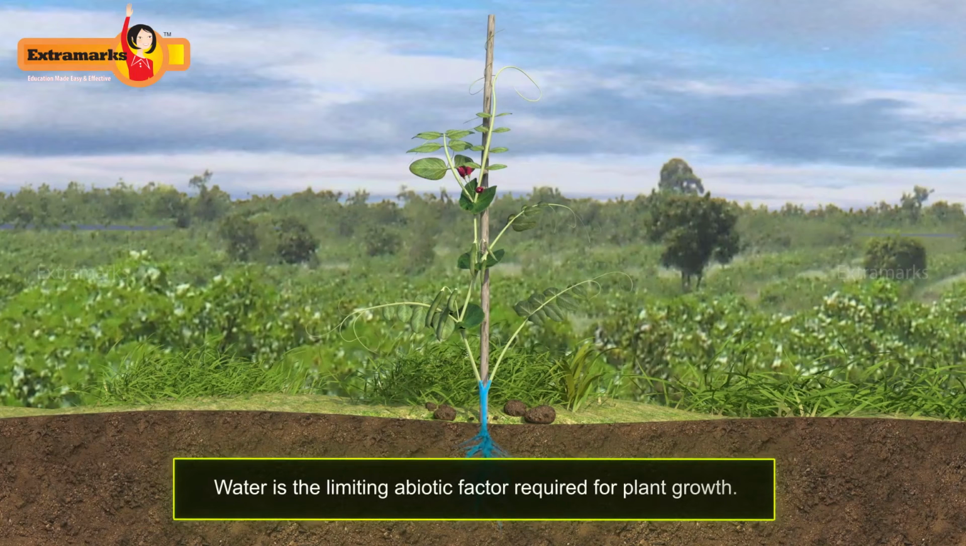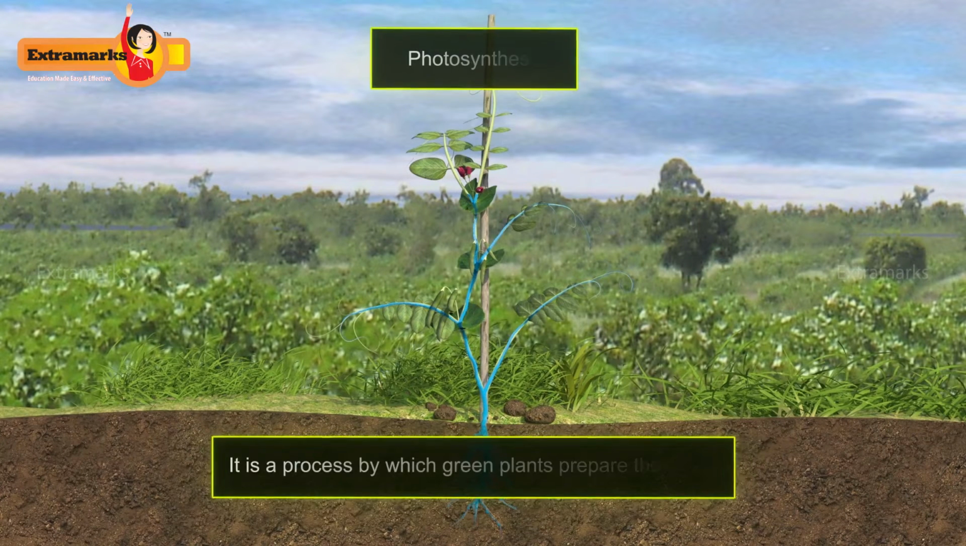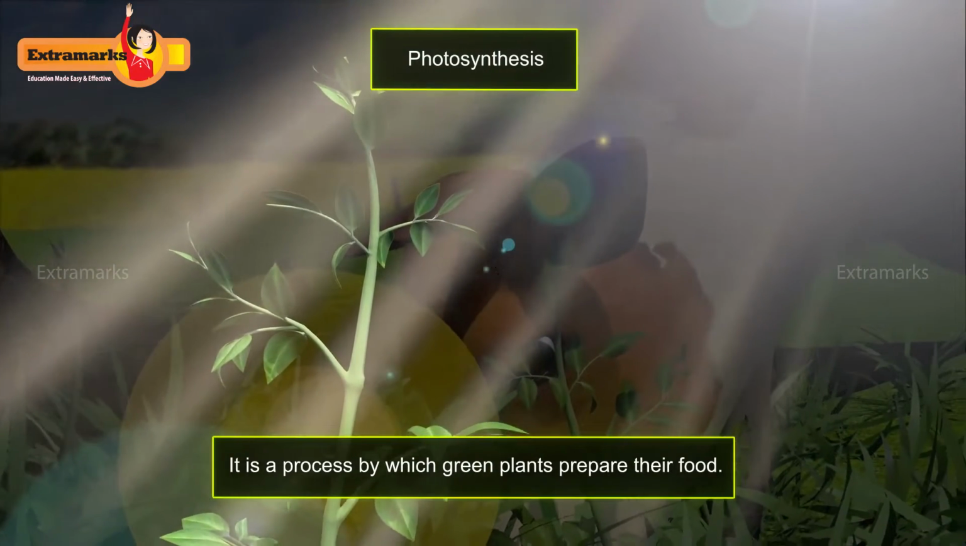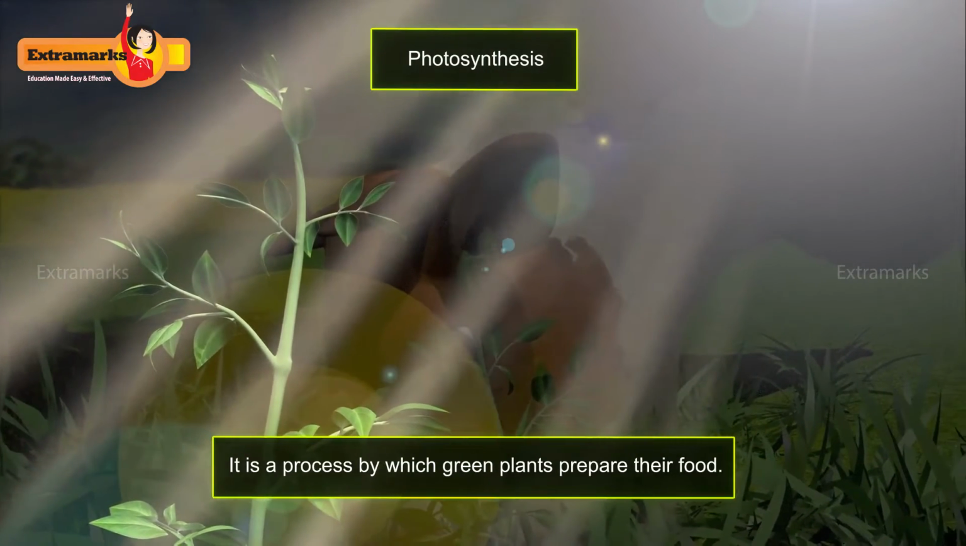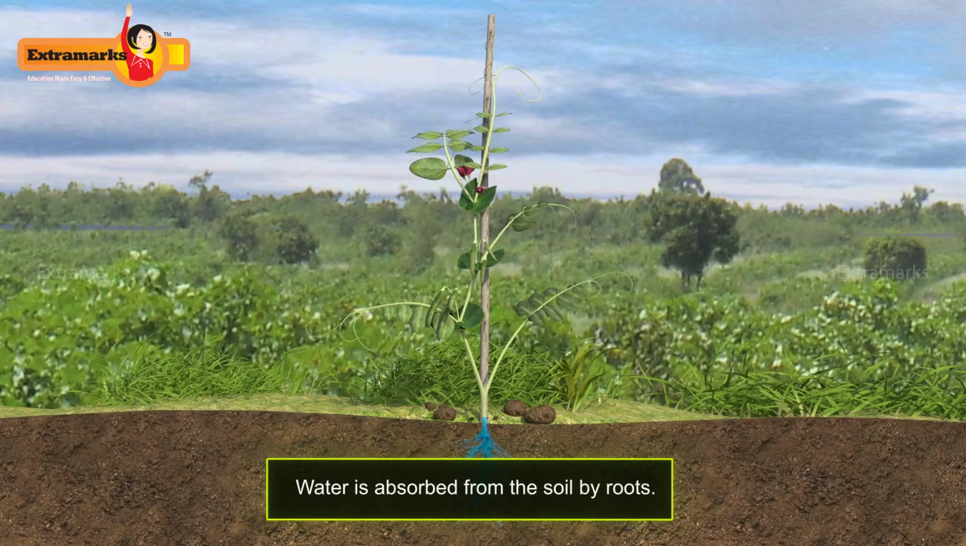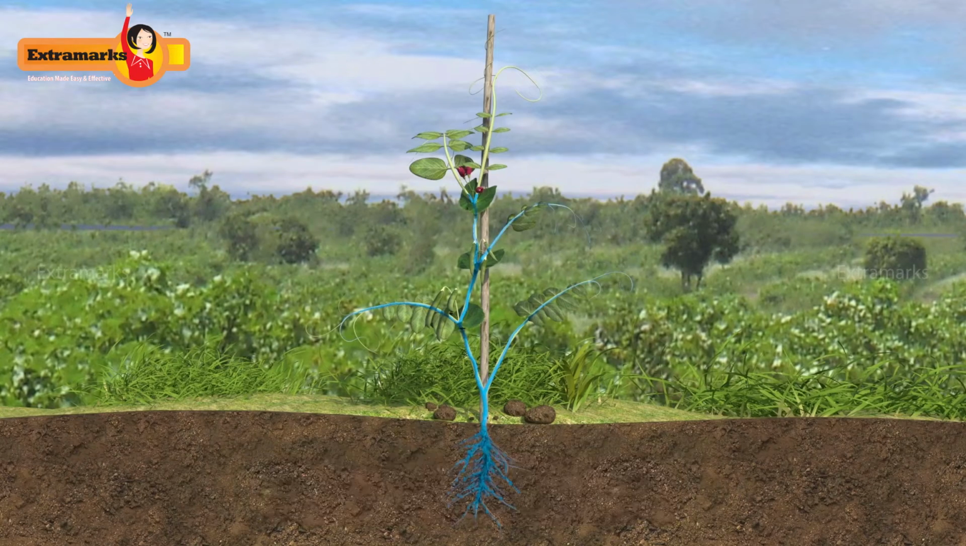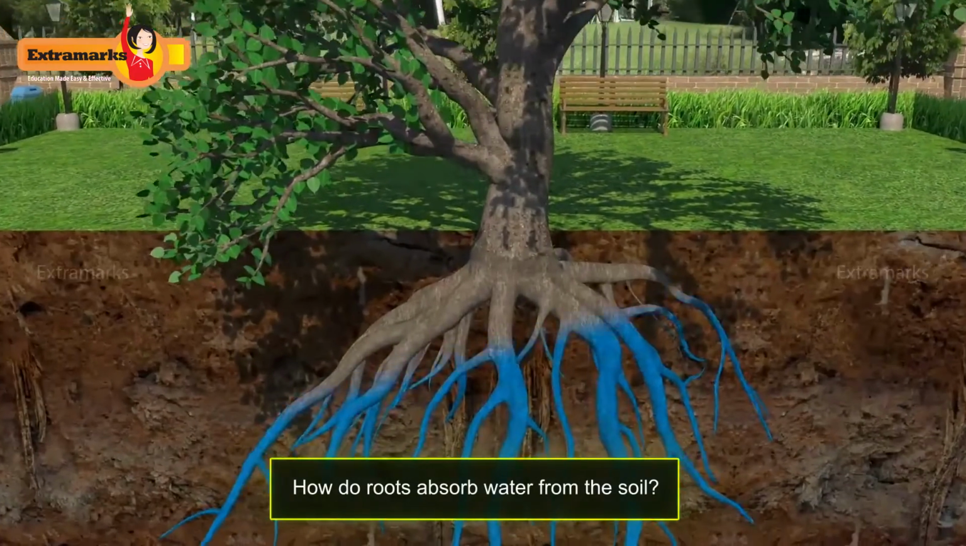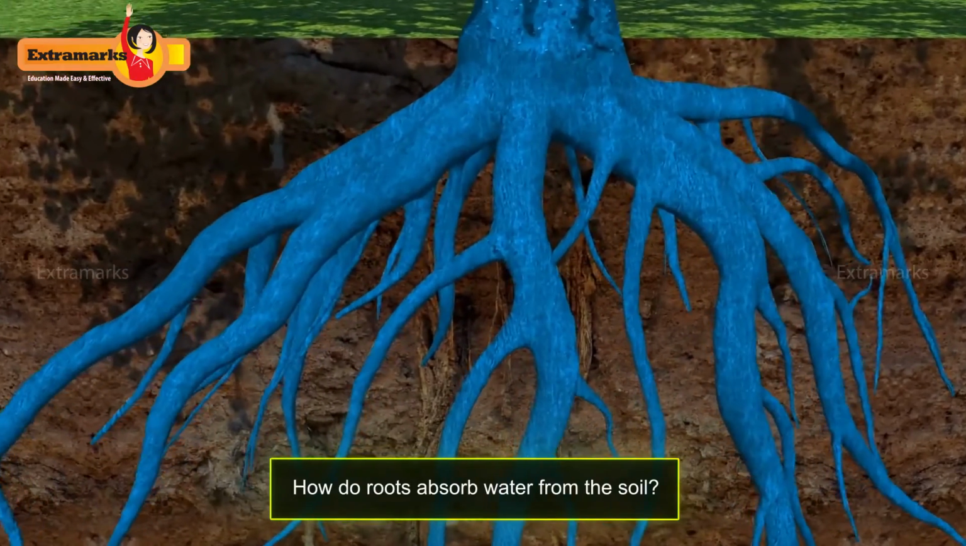Water is a limiting abiotic factor required for plant growth. It plays a key role in photosynthesis, a process by which green plants prepare their food. Fundamentally, all the water used by terrestrial plants is absorbed from the soil by roots. Let us now understand how roots absorb water from the soil.